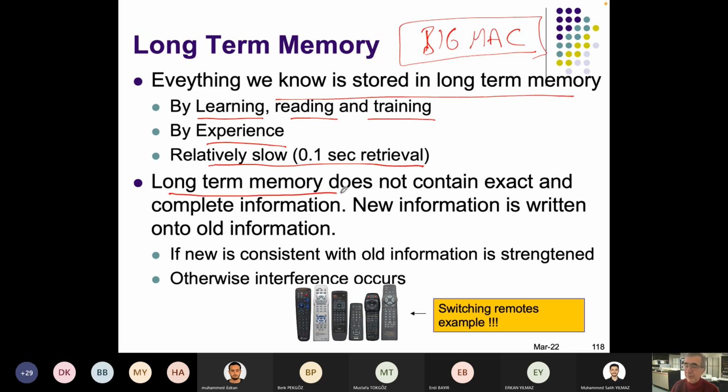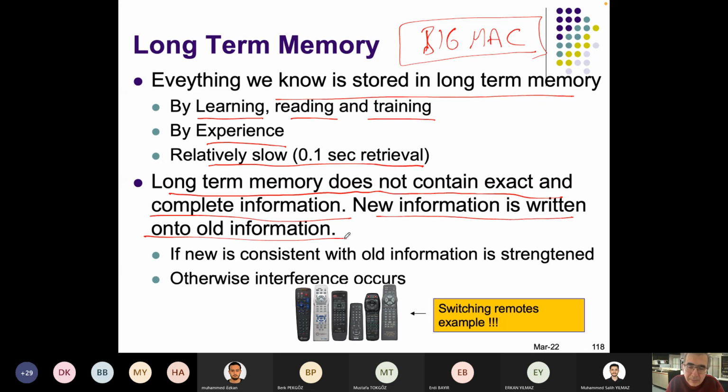Long-term memory is not like a computer memory. It does not contain exact and complete information. New information is written onto old information. Some of you have taken neural network, deep learning, or machine learning courses. When you concentrate on the neural network, there are weights and neurons, so the complete information may not be available on the neurons, but some process can be done. The connections between neurons are modified when you are learning certain things, and that makes the knowledge.